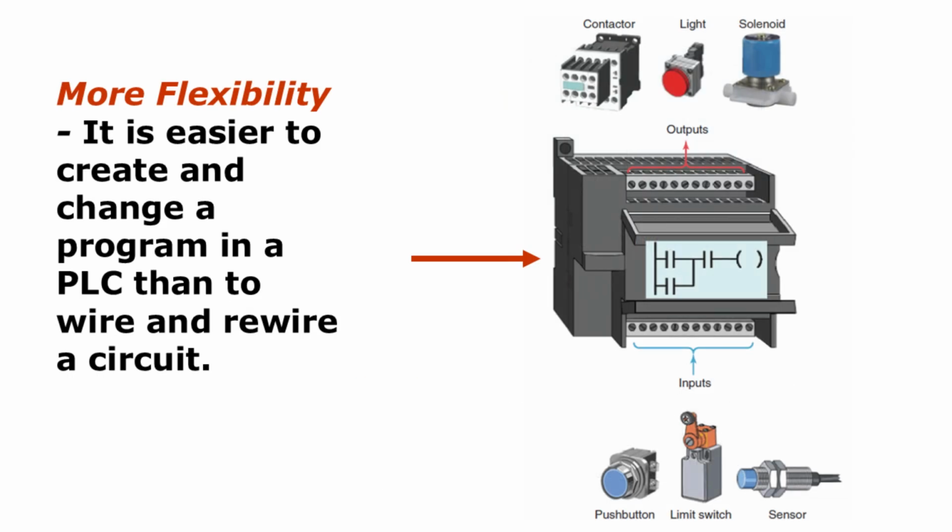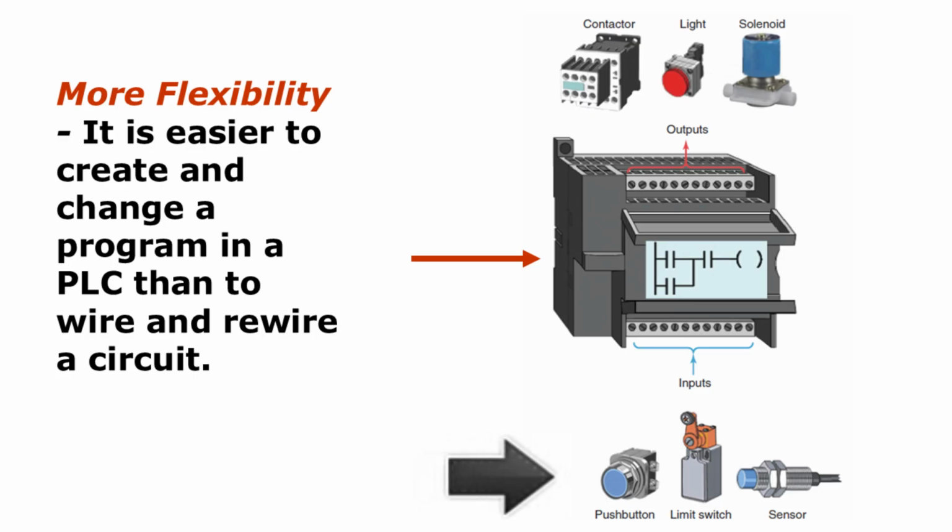With relay-based control, every change to the system required physically rewiring circuits. That meant pulling wires, adding relays, and sometimes redesigning the whole panel, a slow, expensive process. With a PLC, the logic lives in the program, not in the wiring. If you want to change how the system works, you don't have to rewire. You just modify the ladder logic program. This makes it much easier to test, update, and improve a system.